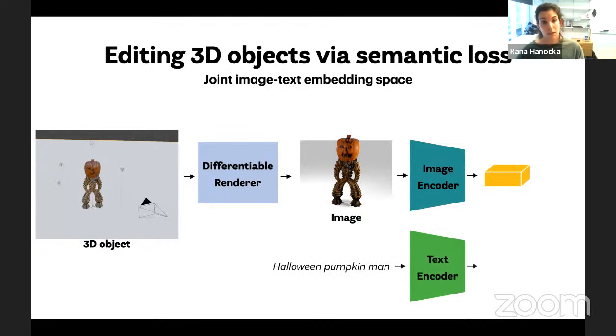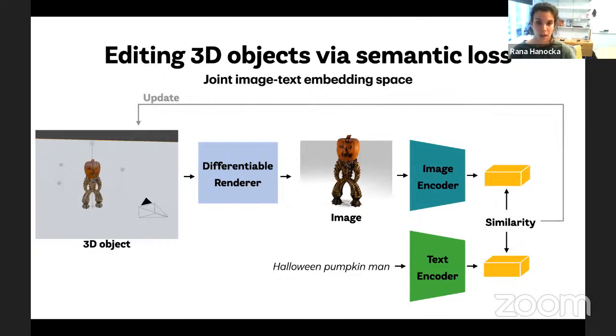In addition to that, we can also encode some text into the same 512 dimensional feature vector space. And this embedding space is shared. It's a joint image text embedding space. And that allows us to compute the similarity between the 2D projection of the geometry and the encoding of the text. That's a meaningful signal that we can use to update the geometry. And it's semantic and high level enough to do meaningful updates to the scene.